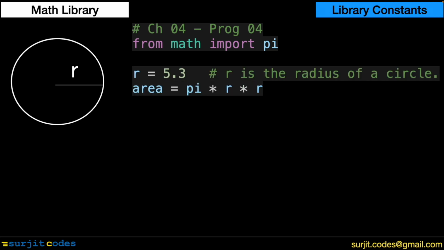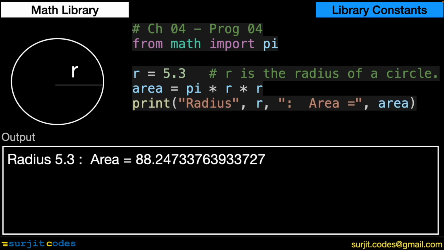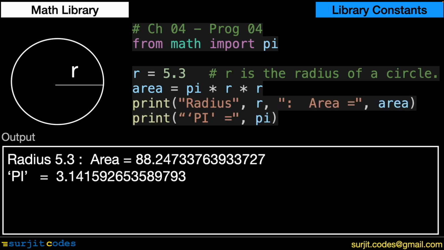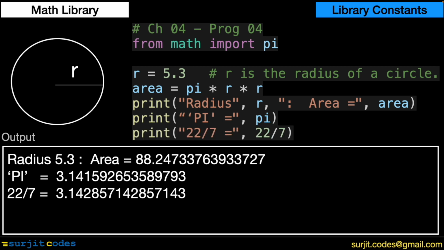For r is equal to 5.3, we find the area of the circle and print it. We may like to know the value of pi used here and compare it with 22 by 7, which is correct only up to 2 decimal places.